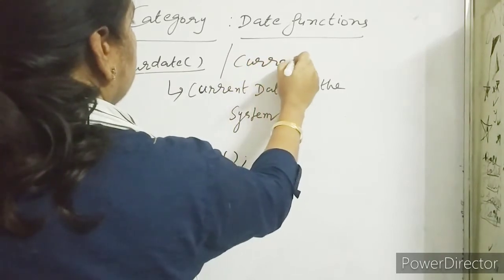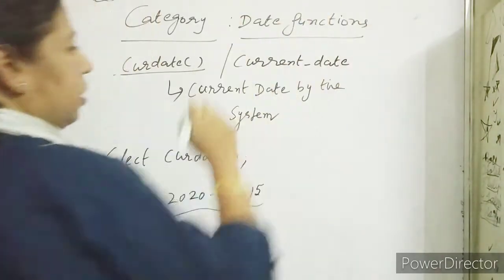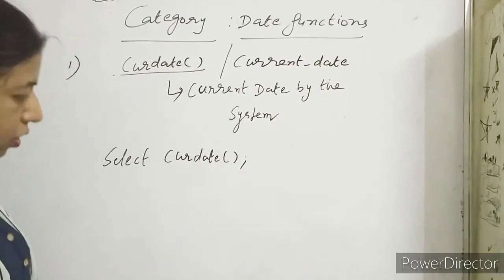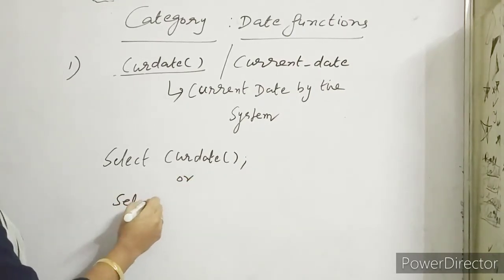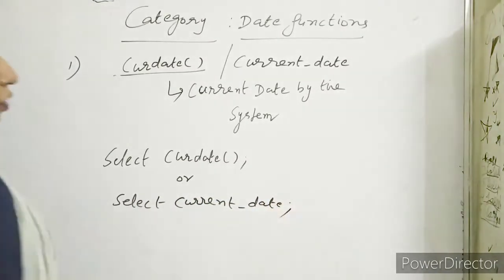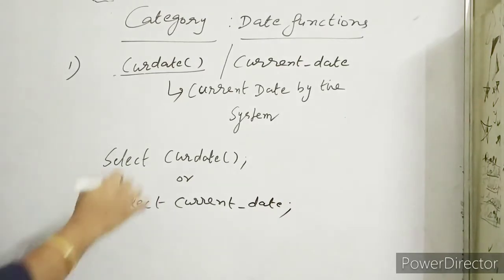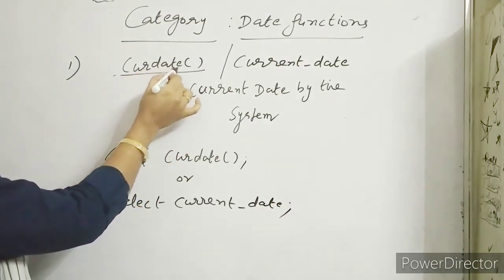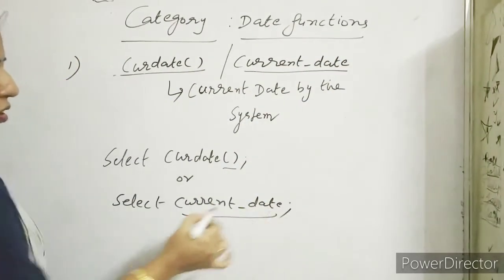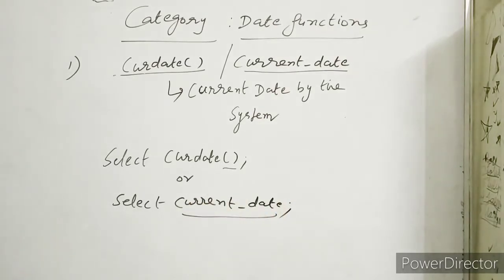date. Current underscore date. I can also use this function as select current underscore date. We have two alternatives to display the current date. First is CURDATE, where you put the function brackets. But if you use current underscore date, no need to put the brackets there. Clear? Select current underscore date. Note down this function.